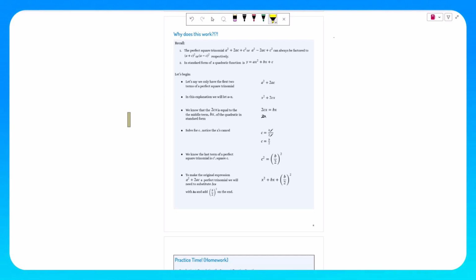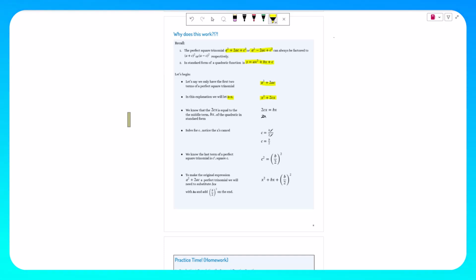Well, it has to start with the general form of perfect square binomials, as well as the standard form of a quadratic function. Let's say we have only the first two terms of a perfect square trinomial. So we have a squared plus 2ac. Let's also make the assumption that a equals x, and we substitute in x for the a. In other words, it becomes x squared plus 2cx.